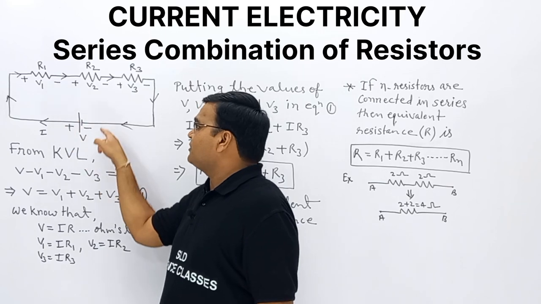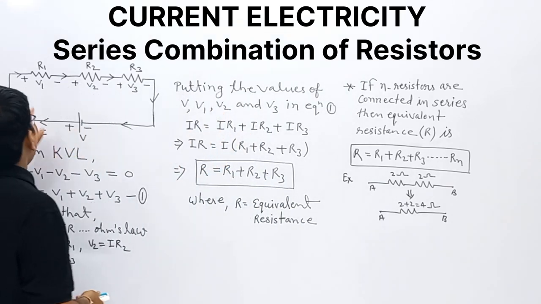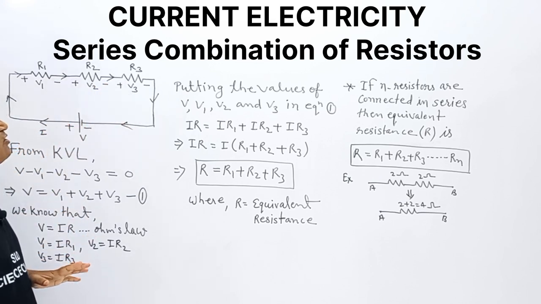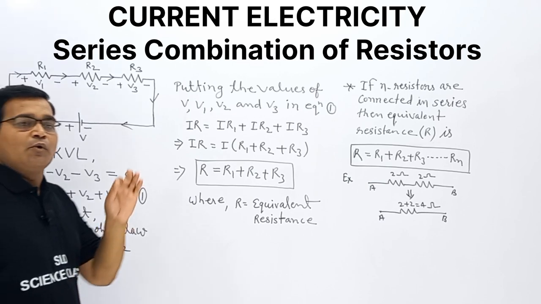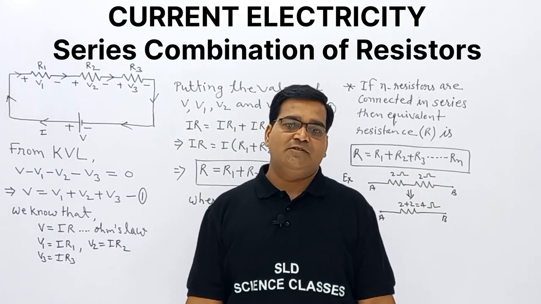In this circuit, we have some elements. This is the voltage source, which is an active element. And R1, R2, R3 are passive elements. They are resistors. So, we are discussing the combination of resistance.